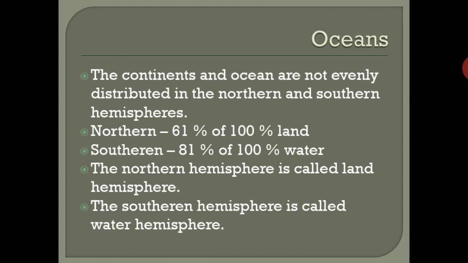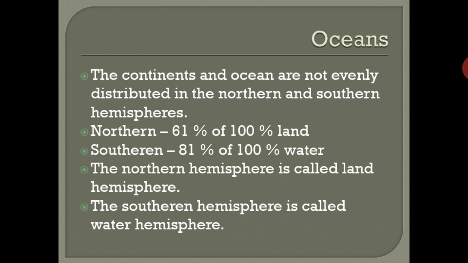Okay, next one. About the ocean, today we will see just an introduction. The continents and the oceans are not evenly distributed. What that means is the land and water area is not equal. In the northern and southern hemispheres especially, the northern hemisphere holds 61% of the land.